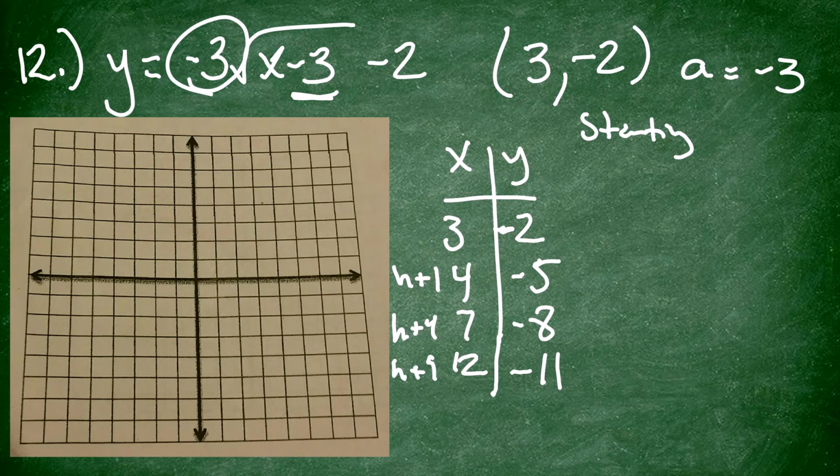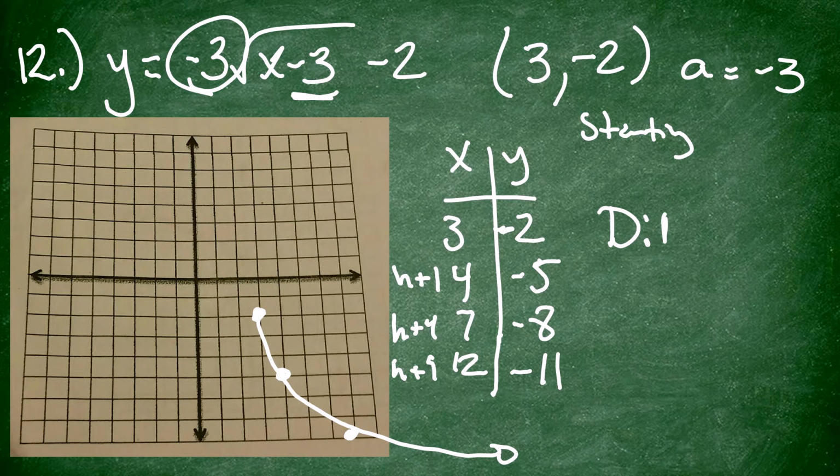So I go 3, 2, 1, 2, 3, down to negative 2. I go over 4, down to negative 5. I go over 7, down to negative 8. I messed up on the last point. Should go here, and there's negative 8. There we go.